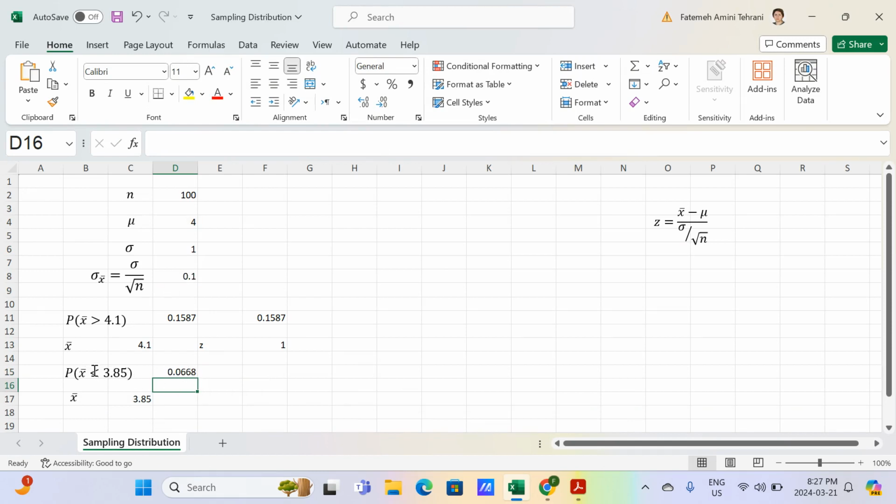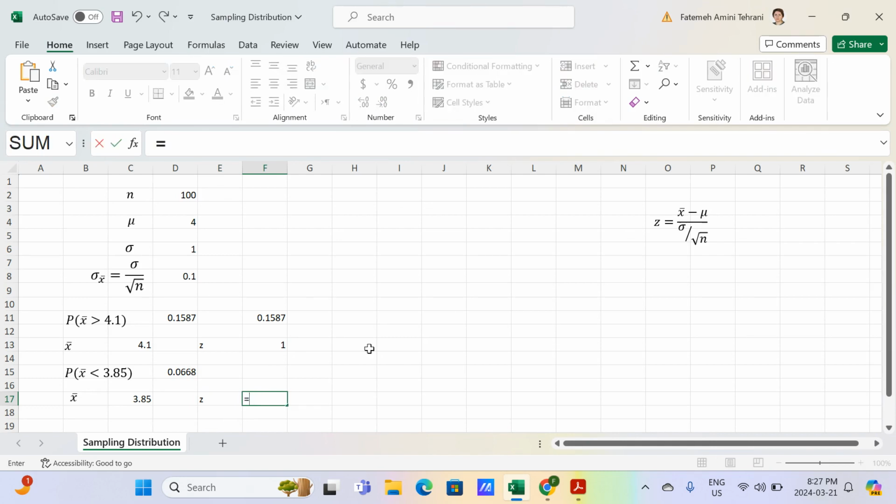Here again, instead of working with x bar directly, I can work with z. I can find the same probability by using a standard normal distribution. In this case, I need the z value of 3.85. To find the z value of 3.85, I'm going to use this formula again. I subtract the mean 4 from x bar 3.85, then divide by the standard error of the mean, or the sample mean standard deviation. So that's the z value of 3.85.